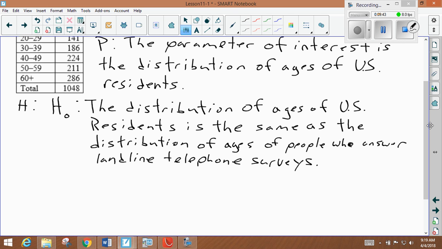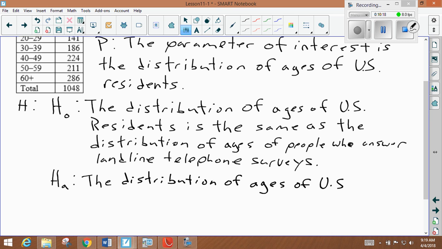Our alternative hypothesis is just going to be that it's not the same. So we're just going to pretty much write the same thing, except we're going to put not the same. We're going to do a lot of writing, and it's going to seem tedious, but we're going to go ahead and do it. All right, the distribution.